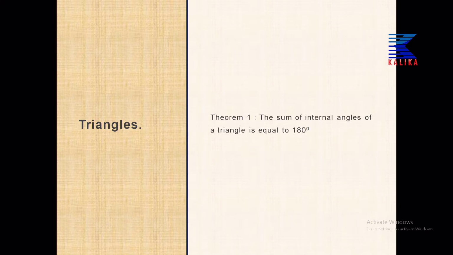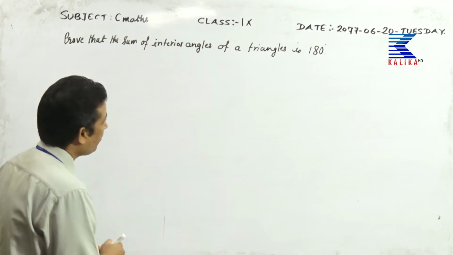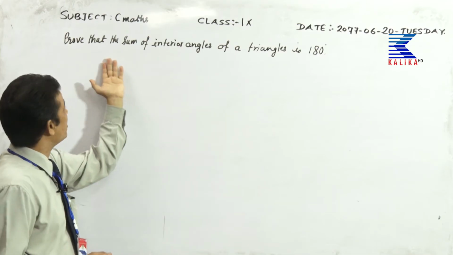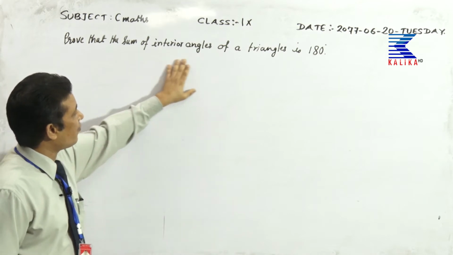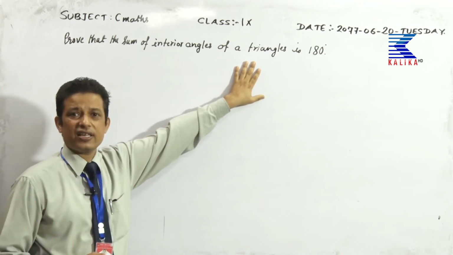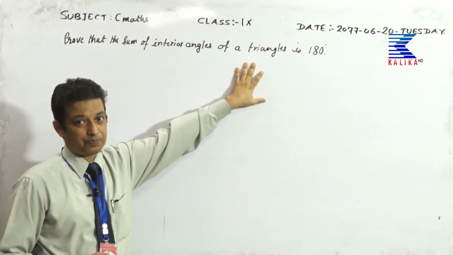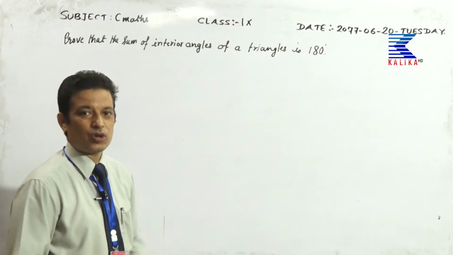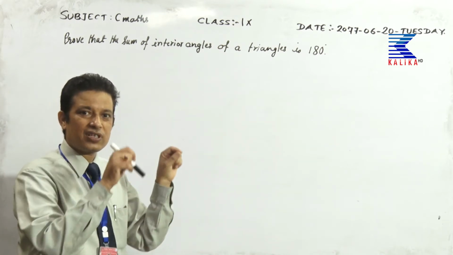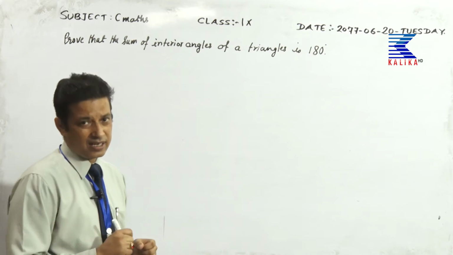Yesterday we did the same practically by the paper folding method, and we observed some triangles. Today let me prove this theorem theoretically. So, may I draw your attention to the board please. Here you can see: prove that the sum of interior angles of a triangle is 180 degrees. Now, theoretically we are going to prove that the sum of three angles of a triangle is 180 degrees.